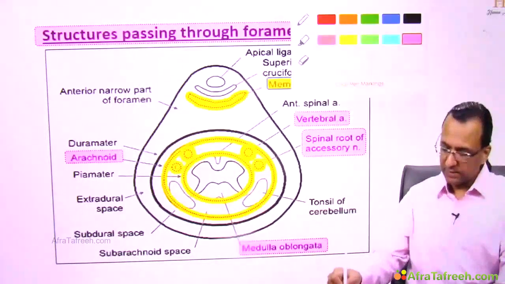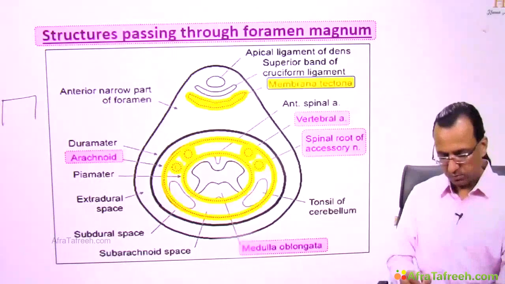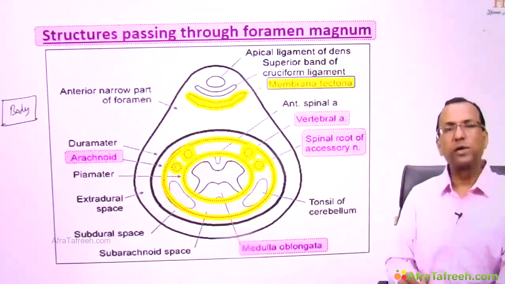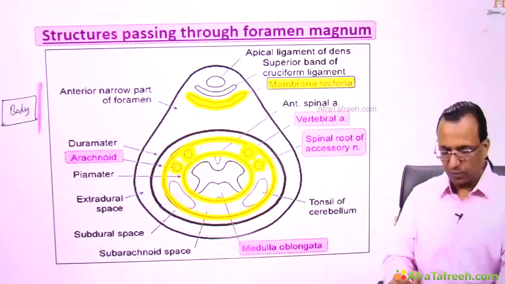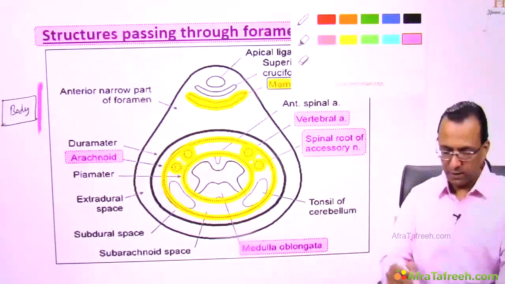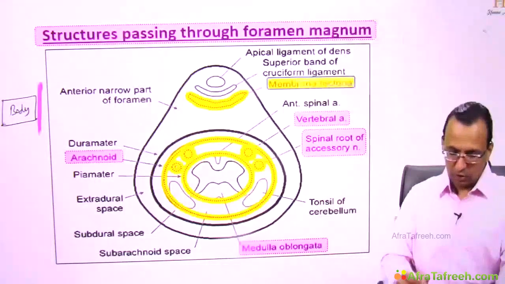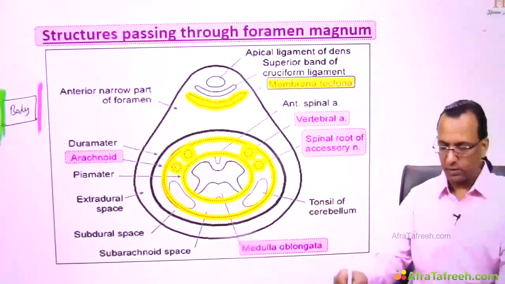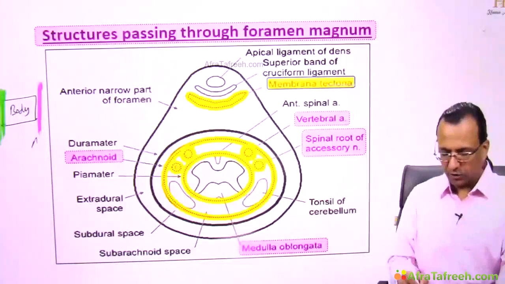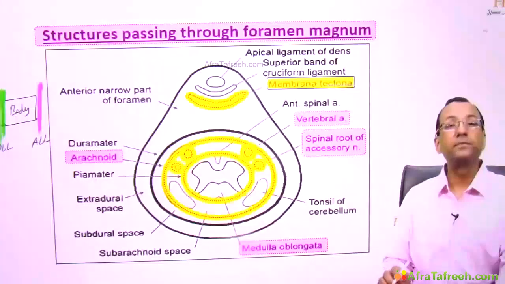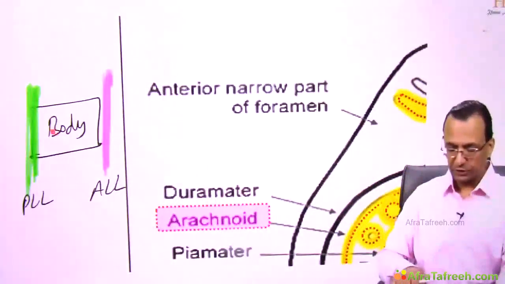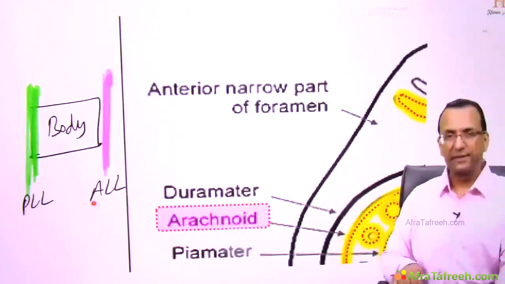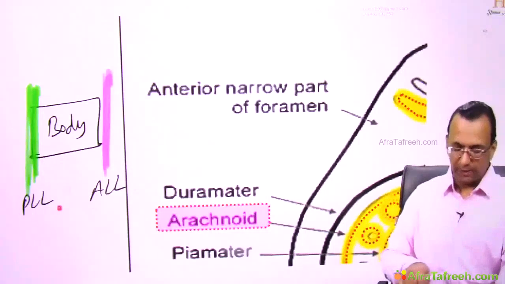So you tell that this is the vertebra, the body of the vertebra. There is one ligament running anteriorly to the body of the vertebra, and one ligament running posteriorly to the body of the vertebra. What are the names? The anterior longitudinal ligament and the posterior longitudinal ligament. In front of the body of the vertebra is the anterior longitudinal ligament, and behind is the posterior longitudinal ligament.